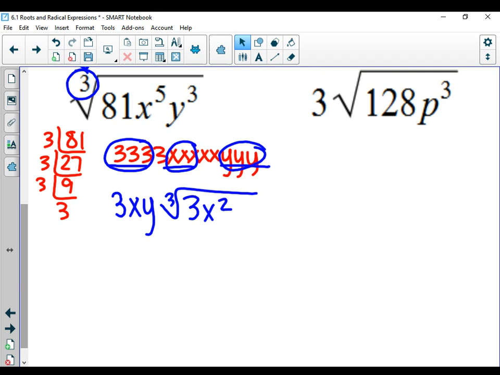This is why it's super important that if you want me to know something is an index, you need to make sure it's inside that radical sign, okay? Because some of y'all might have looked at this and said, did you mean to put that 3 up there as an index? Nope. It's being multiplied in the front, okay? So that's why you need to make sure when you write your answers that your index is where it's supposed to be. So this is 3 times the square root of 128 p cubed.